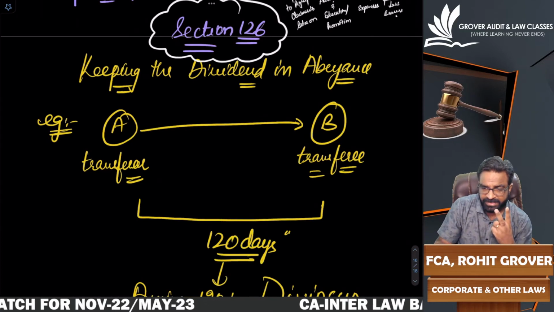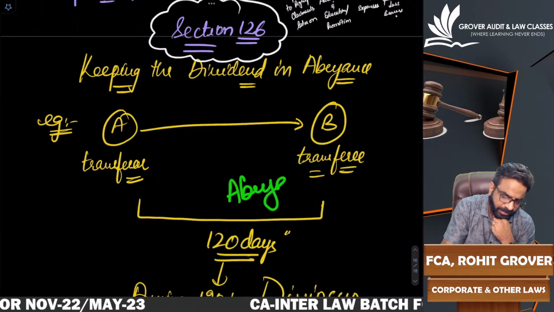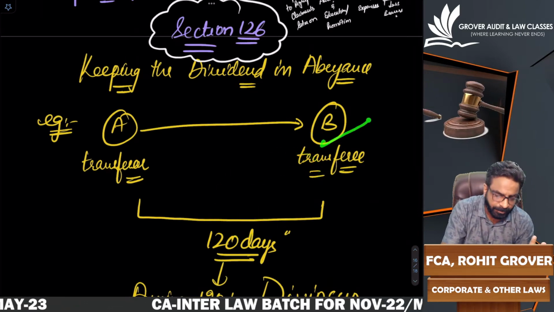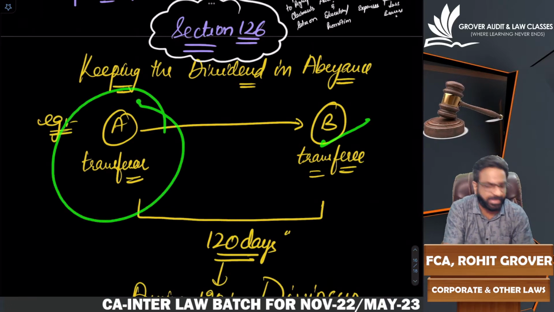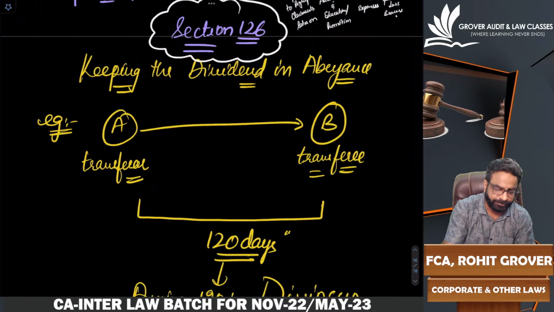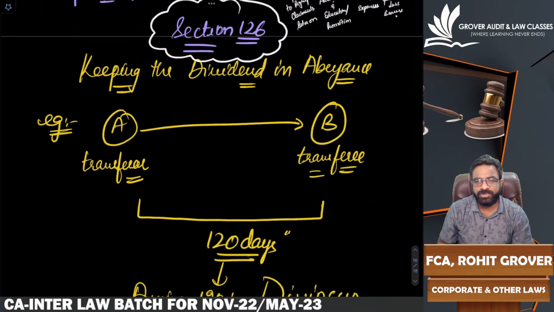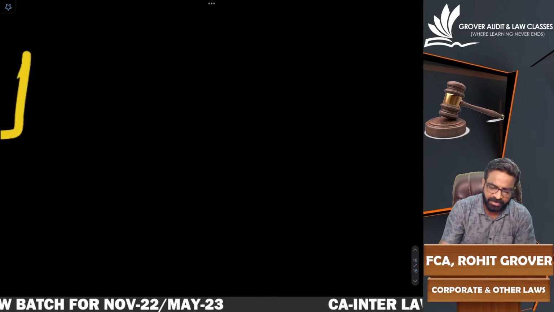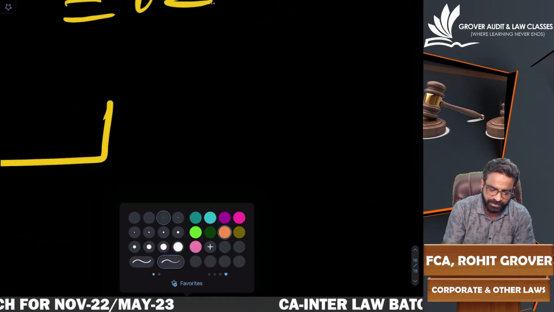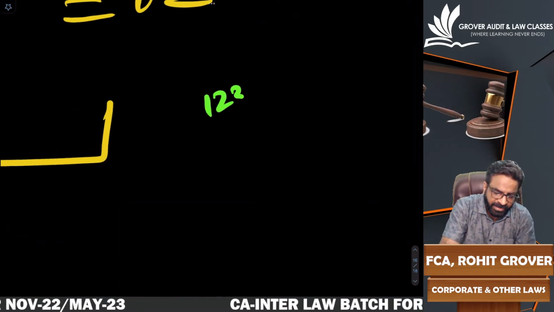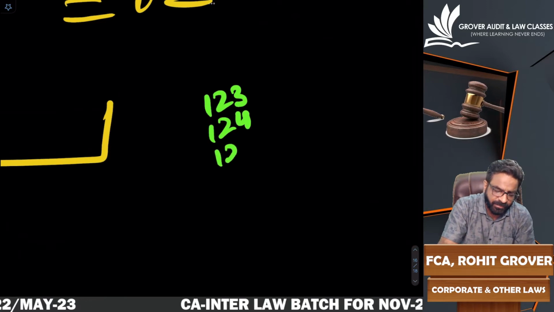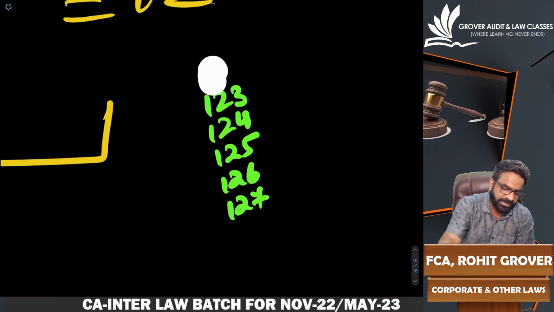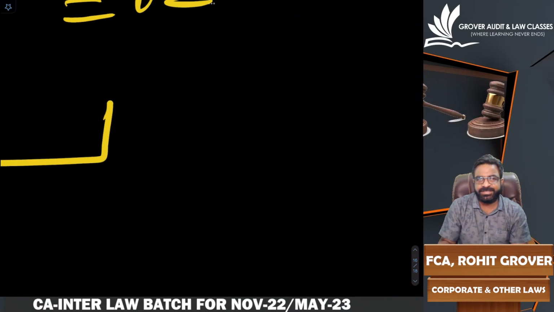So there are two possibilities. Either the company can keep it in the unpaid and unclaimed account under abeyance, or the company can pay it to B. But to pay it to B, first the company should ask for what? A letter from A. Does he have any objection or no objection? No objection. So with this, everyone, which chapter is over, which we started yesterday? Dividend. 123 is over, 124 is over, 125 is over, 126 is over, 127 is over. With that, our dividend chapter is over.